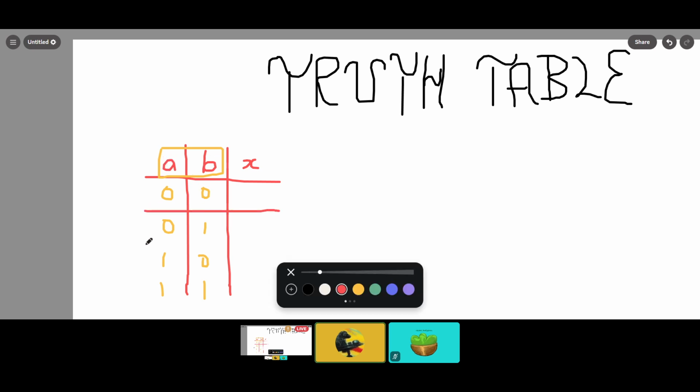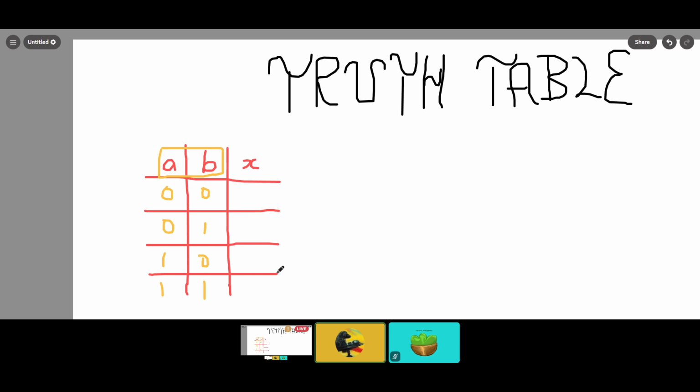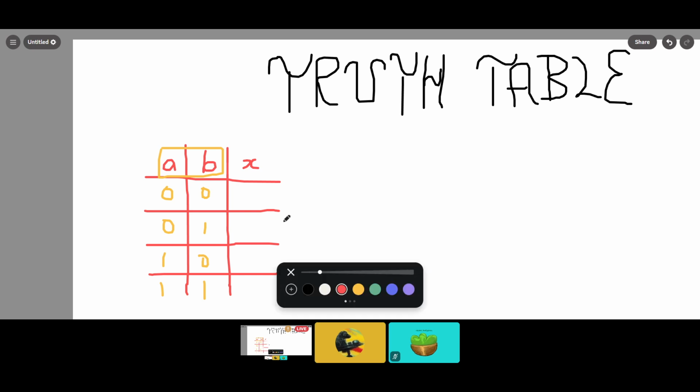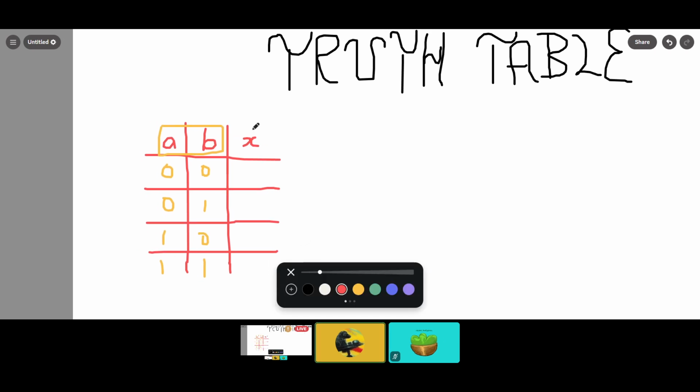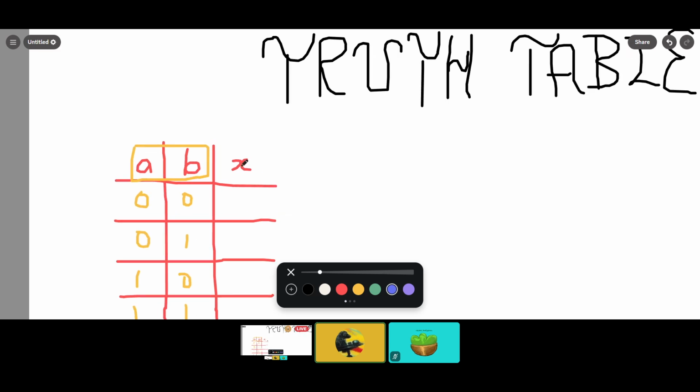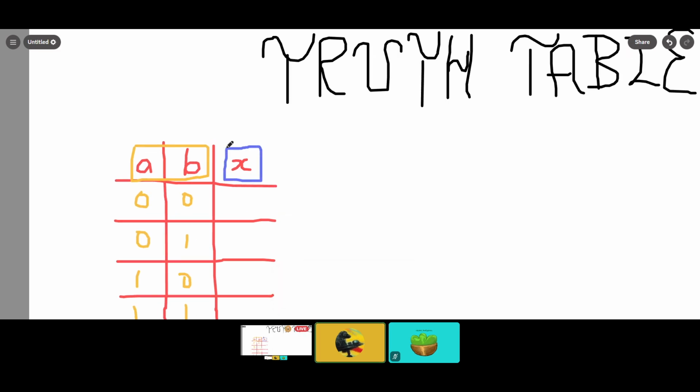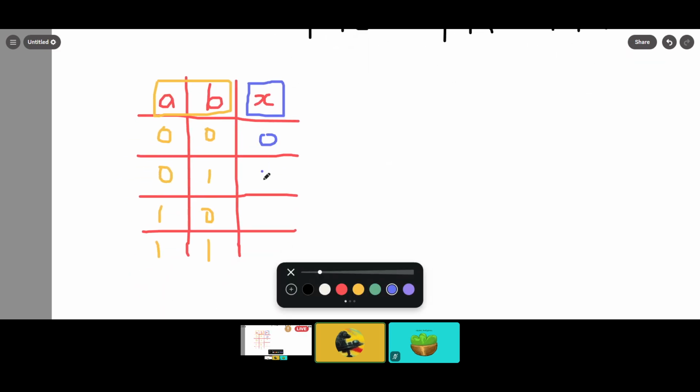Then you just continue drawing your lines, make it neat. And then it will be time to describe our output. Let's say I just have a random output. I'm not even thinking, I'm just writing this. Okay, so this is a truth table.